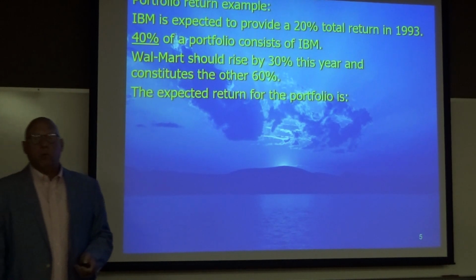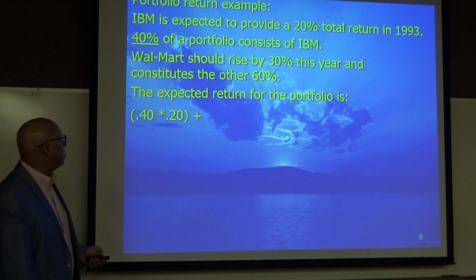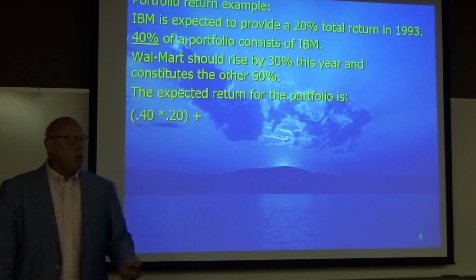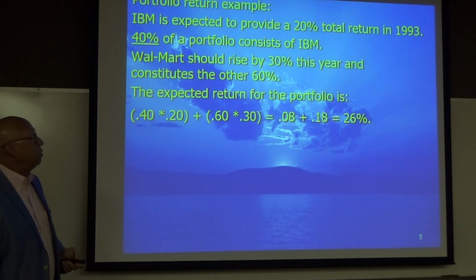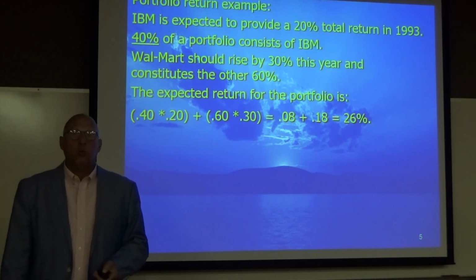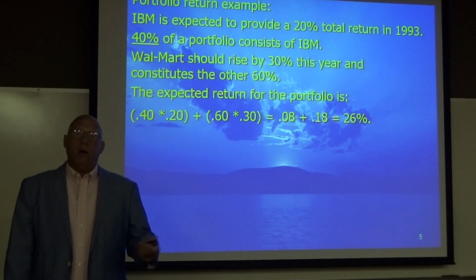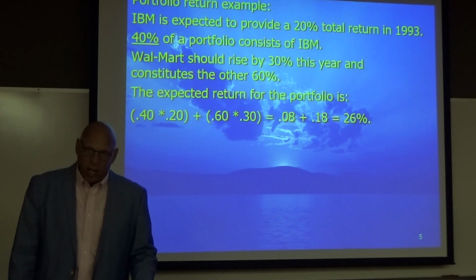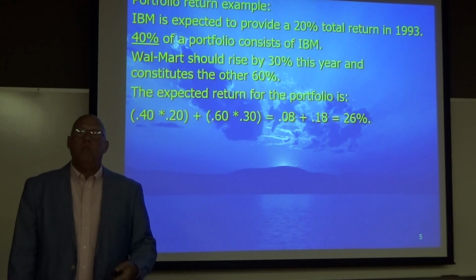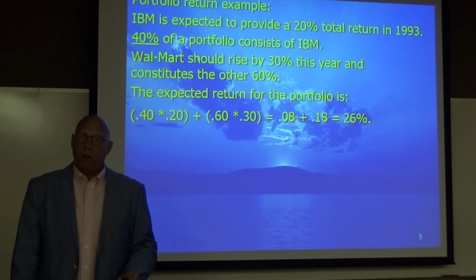The expected return for the portfolio is 40% times 20%, the weighting times the return, plus the weighting times the return, and the expected return for our portfolio is 26%. Now, yes, I have been asked by institutional clients to provide them an estimate of the expected return for the portfolio.